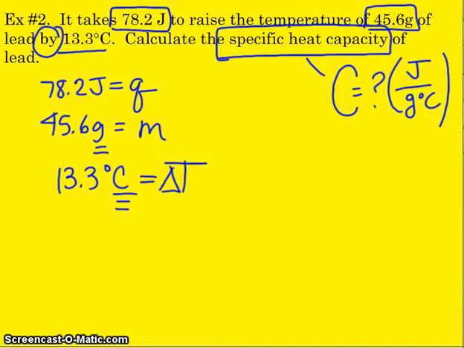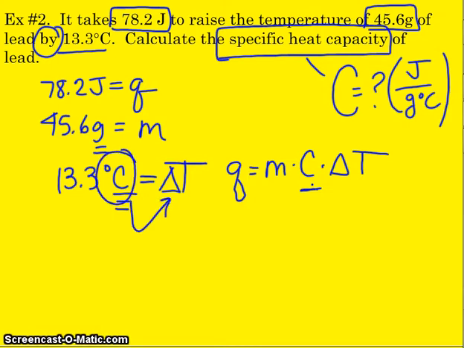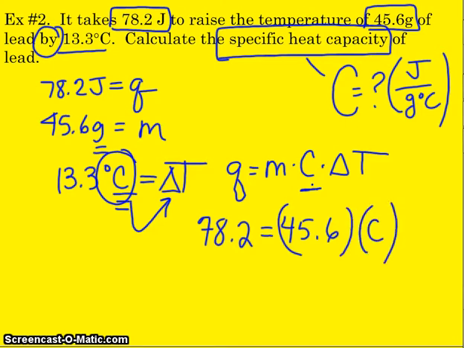So we're going to solve our equation, Q equals M times C times delta T, for capital C, specific heat capacity. It's a little bit confusing because this is degrees C, which is a unit of temperature. But that isn't C in our equation. C just stands for capacity, specific heat capacity. So plug in your Q, what you know, 78.2. Plug in your M, 45.6. We don't know our C. Plug in our temperature change, 13.3.